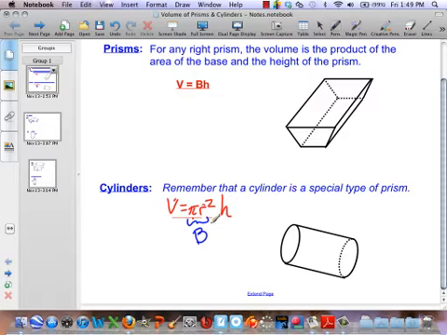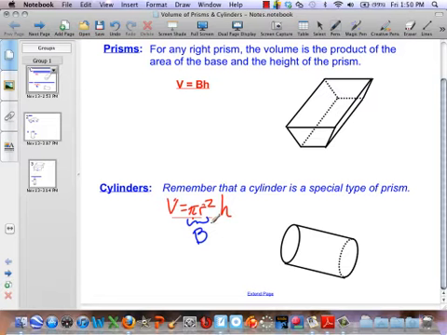If you understand that the volume is the area of the base times the height, all you have to do then is adapt that formula for the shape of your base. You don't need to memorize that a cylinder is pi r squared h as a separate formula. It's the same formula. It's the area of the base times the height. So you got to know the generals.